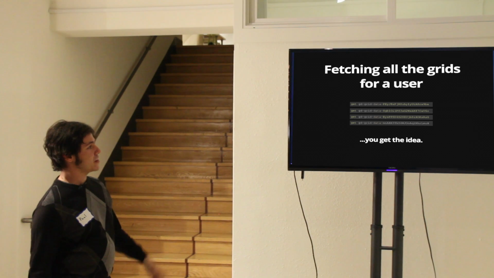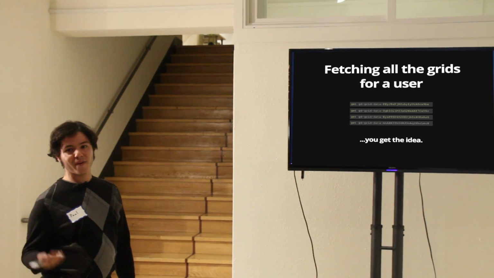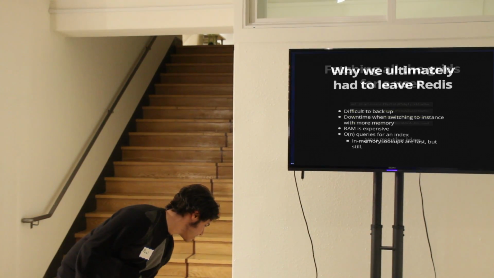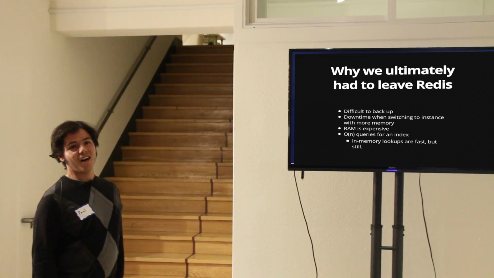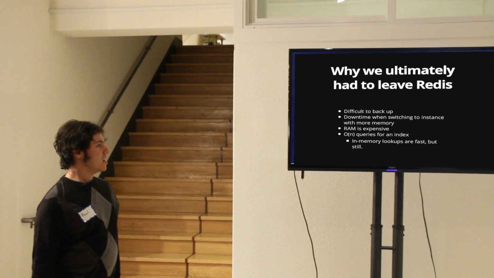At any rate, if I want to fetch all the grids for a user, I have to do order n Redis fetches for order n grids. It's an in-memory lookup, but still it adds up, especially if you have 100 grids, each with 10,000 tiles.